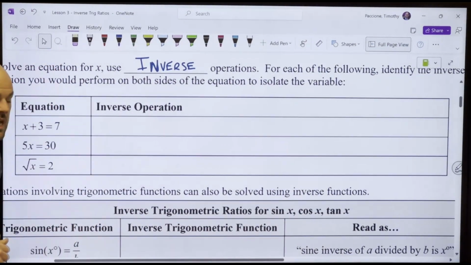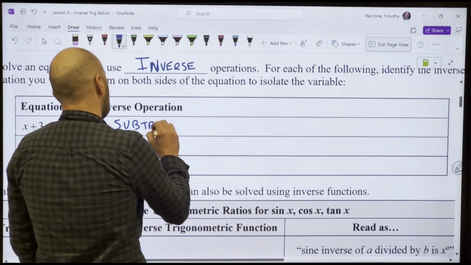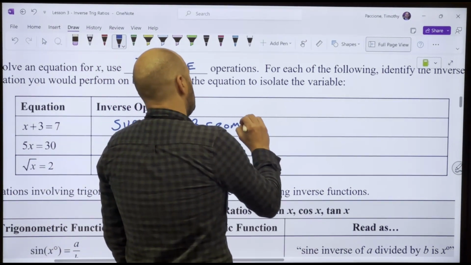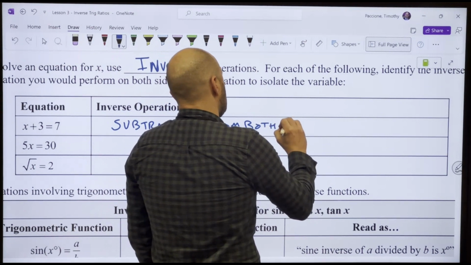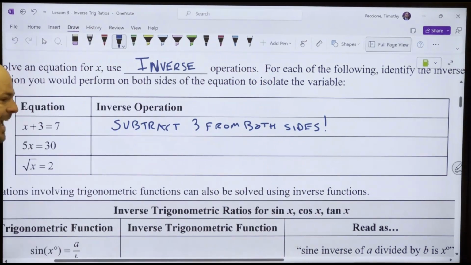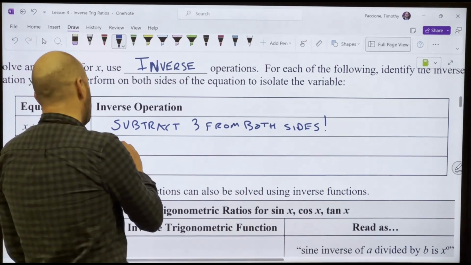X plus 3 equals 7. What do I need to do? I would subtract 3 from both sides. Why do I do that? Because I don't care what x plus 3 is. I want to know what x is, right? I don't want x plus 3. I want x. 5x equals 30. I don't want 5x. I want x. So I divide by 5 on both sides.